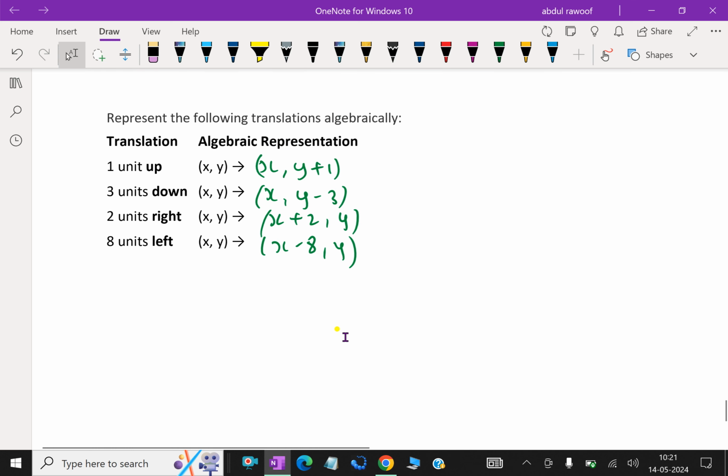So far we discussed a simple problem for translations of the graph. We have done.